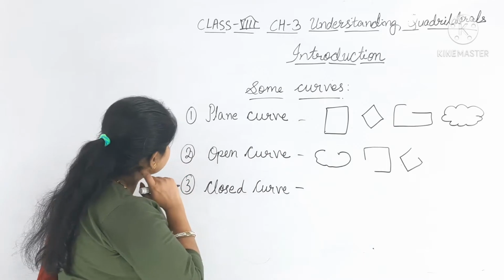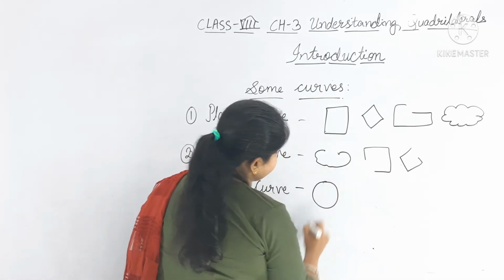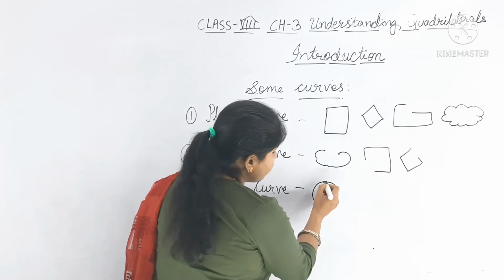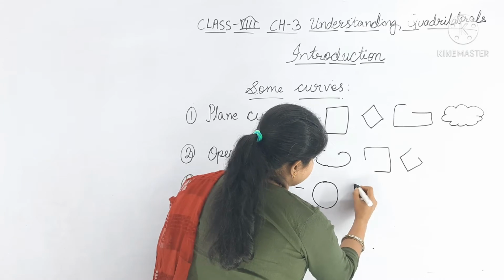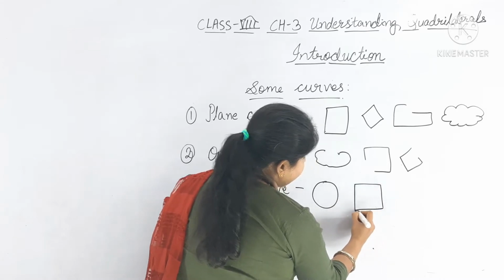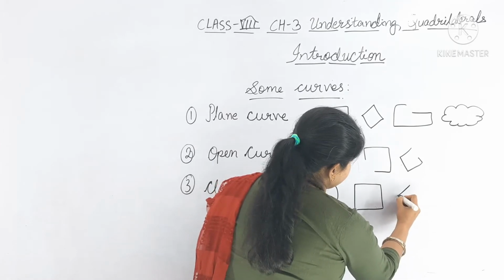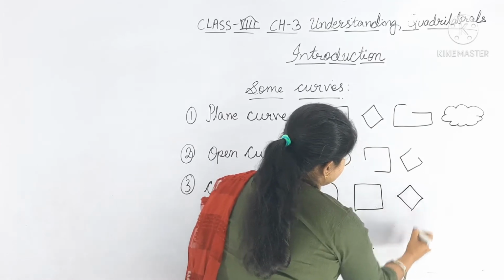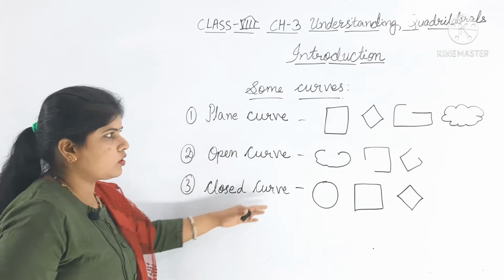Here, third one is closed curve. So, closed curve is like this. Your pencil will not go down. Like this you have traced. These are closed. These are some examples of these curves, that is plane curve, open curve and closed curve.